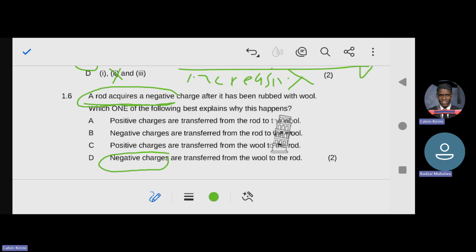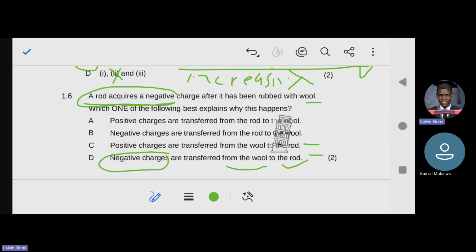Where have they been gained from? It was from the wool to the rod. So in other words, you are just checking the answer that is wool to rod. We have two answers there, wool to rod. Because we said negative charge means you have gained, isn't it? So if the rod has gained, it's to the rod from somewhere, which means it's from wool.